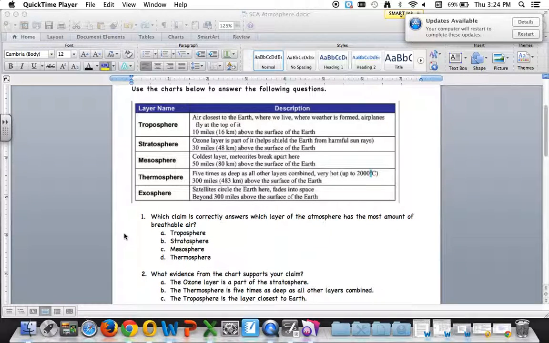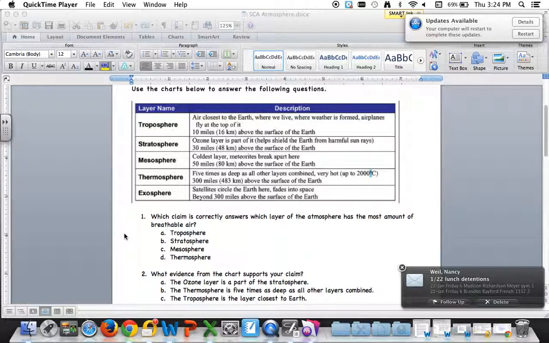Question 1. Which claim correctly answers which layer of the atmosphere has the most amount of breathable air? A. Troposphere, B. Stratosphere, C. Mesosphere, D. Thermosphere.